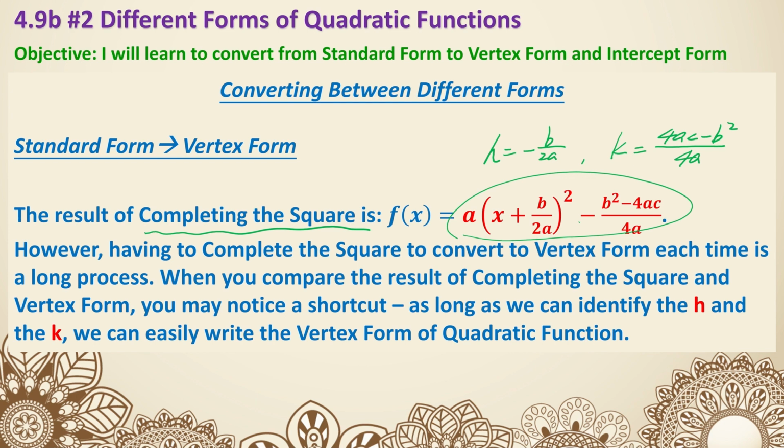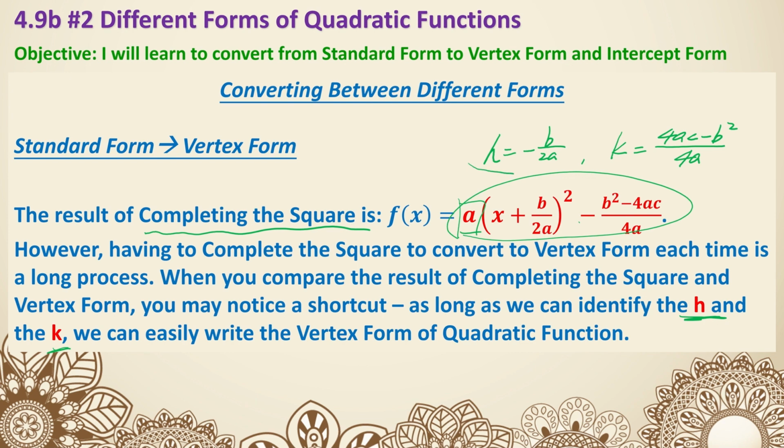If every single time we try to convert from standard form to vertex form we have to complete the square, maybe we can just use the result of completing the square. So there is a shortcut, because as long as we can identify the h and the k, we will be able to write the vertex form, since the number in front is just the leading coefficient.